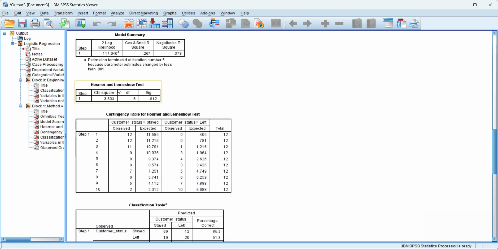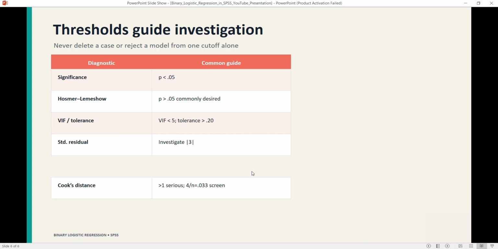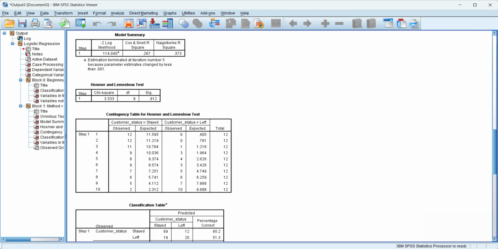The Hosmer and Lemeshow test chi-square value is 3.333 with degrees of freedom 8, and the significance level is 0.912, which is also recommended. The p value should be higher than 0.05. So it means we did not violate the assumption of binary logistic regression.